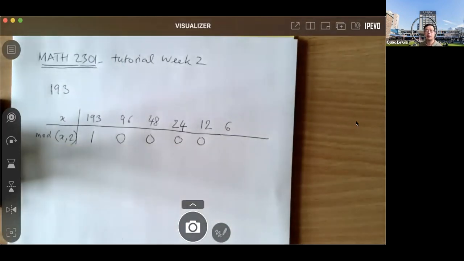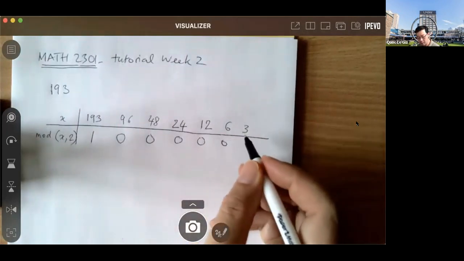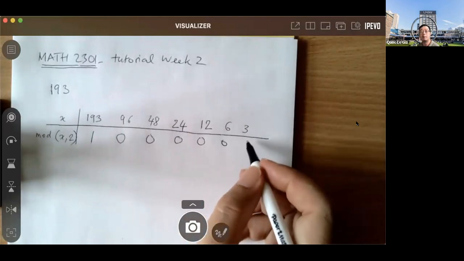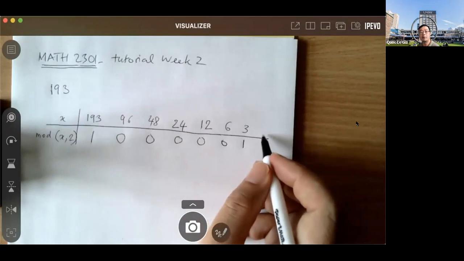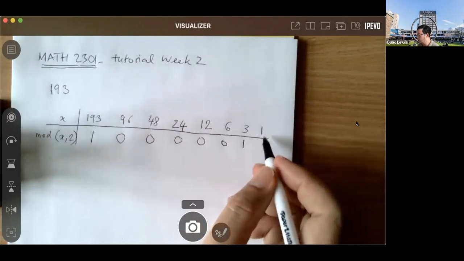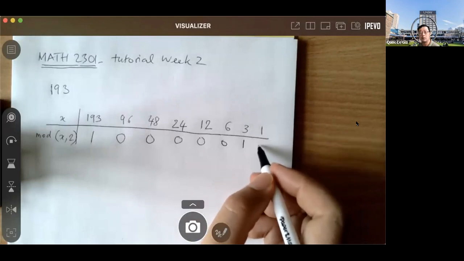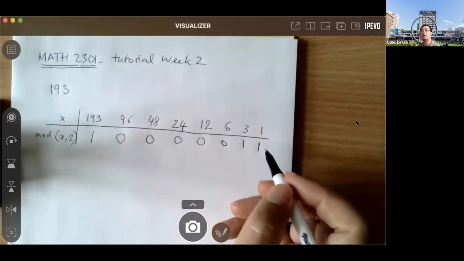So you have 6. You divide 6 by 2, the remainder is 0, and you got 3. Then you divide by 2, the remainder is 1, and you get 1.5, but then 1.5 you have to round down to 1. And then 1, you divide it by 2, you get 0, and the remainder is 1. So you stop here.